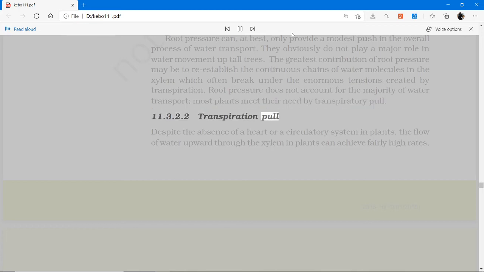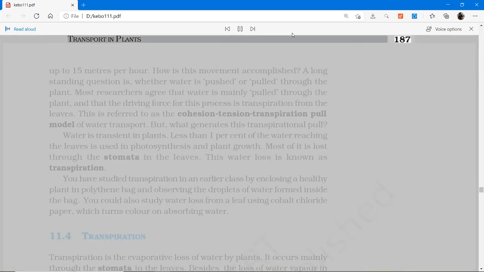1.3.2.2 Transpiration pull. Despite the absence of a heart or a circulatory system in plants, the flow of water upward through the xylem in plants can achieve fairly high rates, up to 15 meters per hour. How is this movement accomplished? A long-standing question is whether water is pushed or pulled through the plant. Most researchers agree that water is mainly pulled through the plant, and that the driving force for this process is transpiration from the leaves. This is referred to as the cohesion-tension transpiration pull model of water transport.